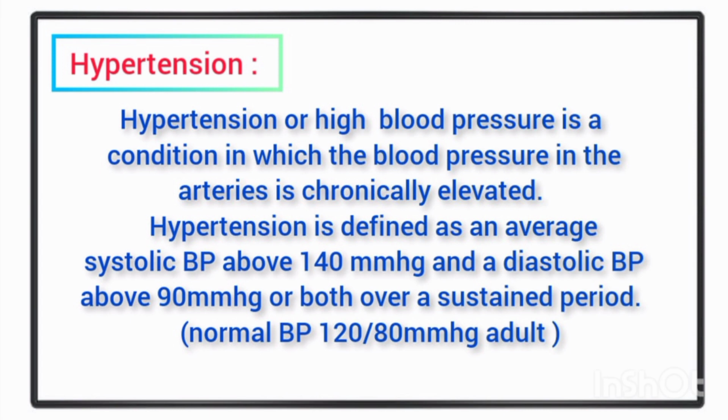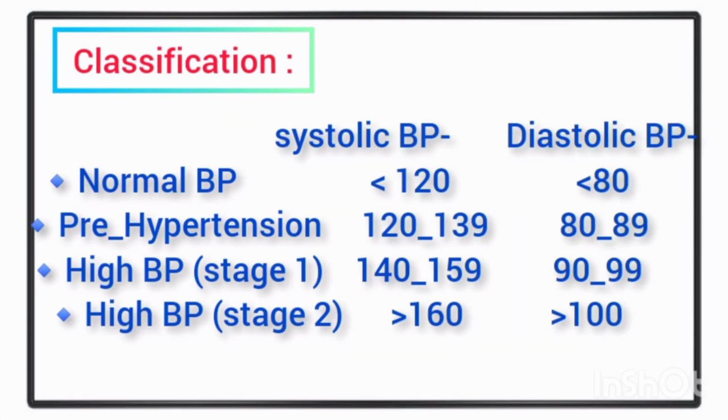So once again, hypertension or high blood pressure is a condition in which the blood pressure in the arteries is chronically elevated, means increased. Hypertension is defined as an average systolic blood pressure above 140 mmHg and a diastolic blood pressure above 90 mmHg, or both over a sustained period. Okay, is called hypertension. Next topic, classification of hypertension.